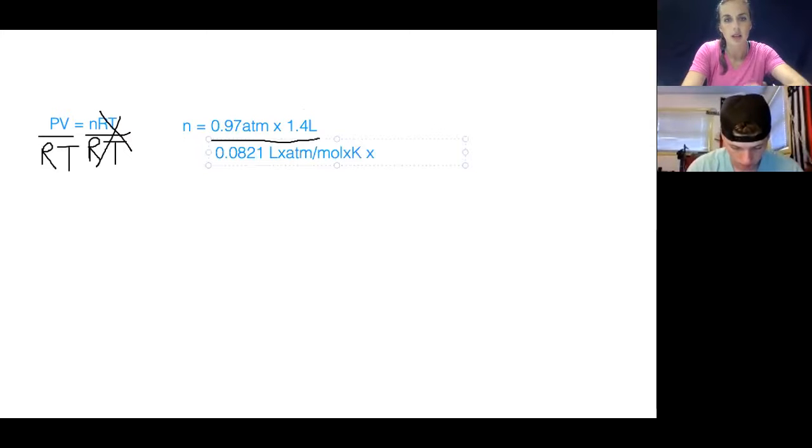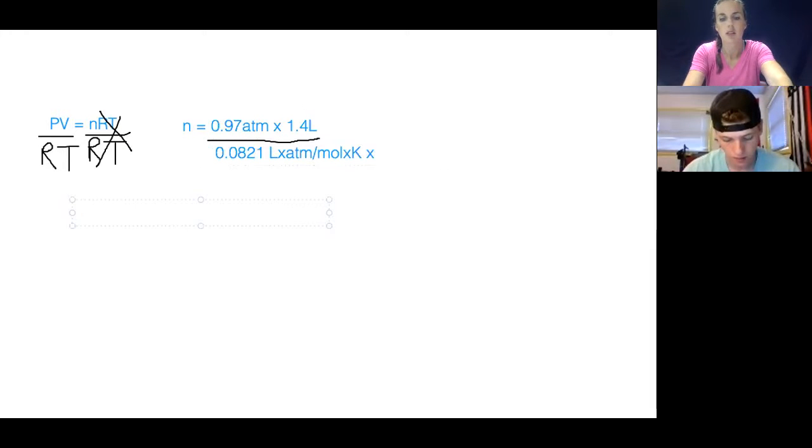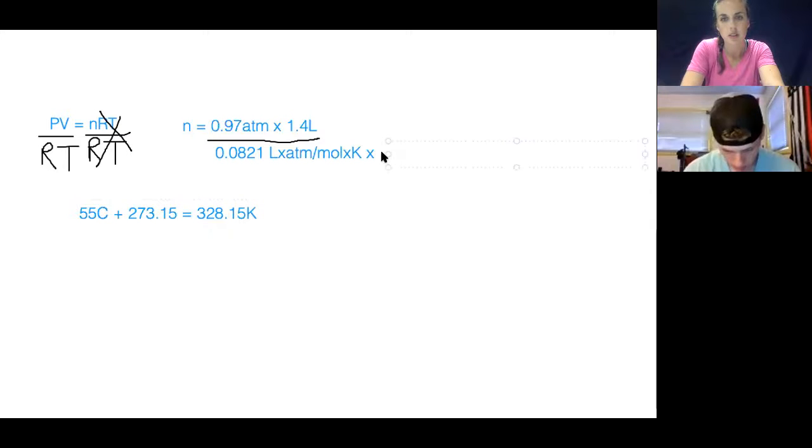And all that times temperature, which I need to convert, so 55 Celsius plus 273.15 gives me 328.15 Kelvin. And I'm just going to plug that in.